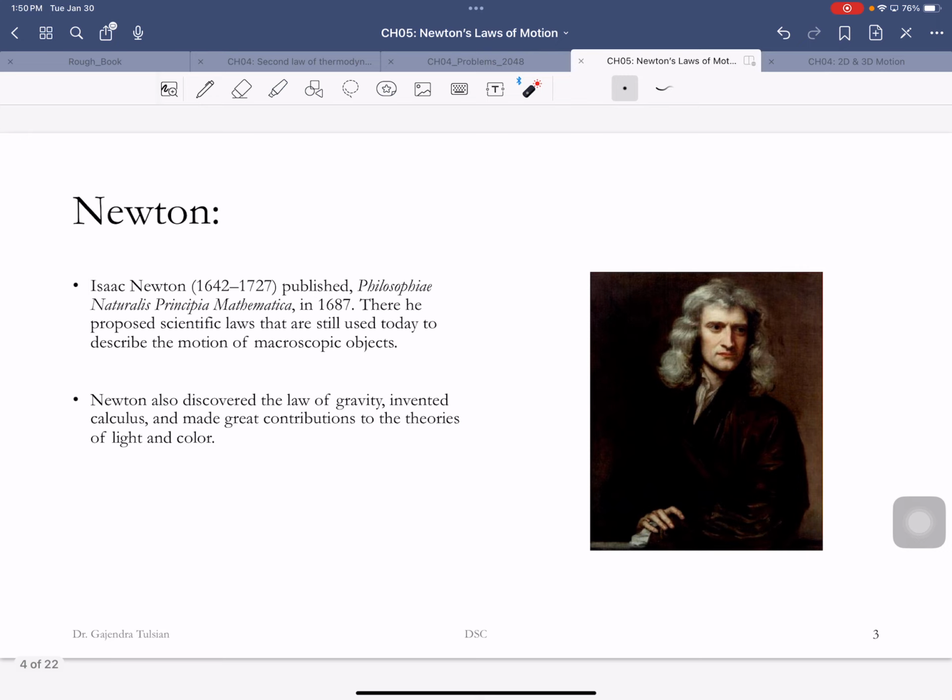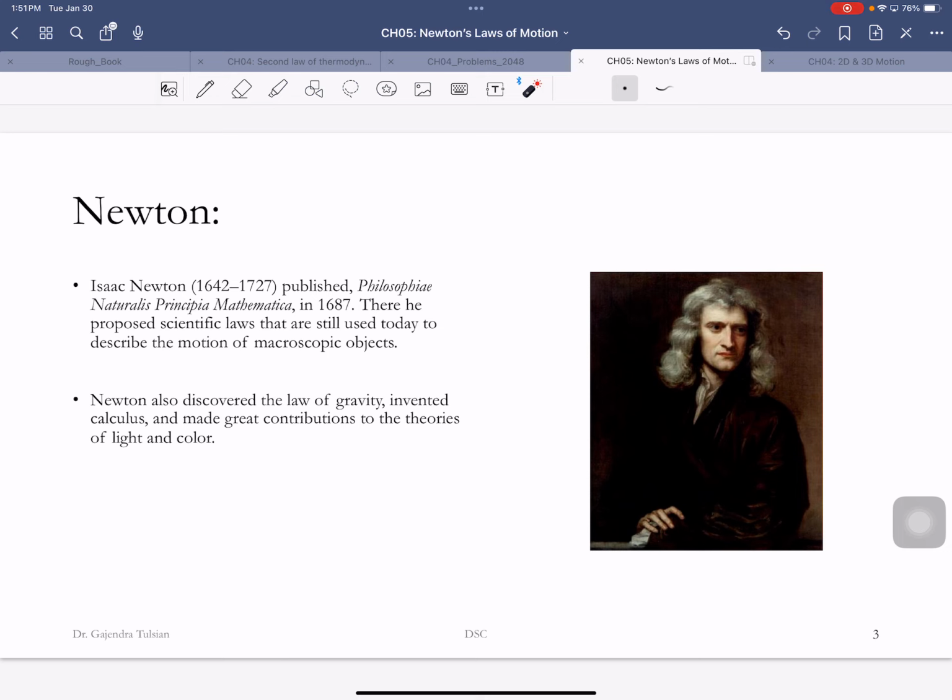I'll let you guys read all of that. Newton was around 1642 to 1725, about 300 years ago. He was alive about 300 years ago. His Naturalis Principia Mathematica was published in 1690, and that was the main document. He proposed the laws of motion still used today, and the motion of macroscopic objects. What do we mean by that? Large objects. So his laws can describe motions of rockets, planets, cars, and stuff like that.